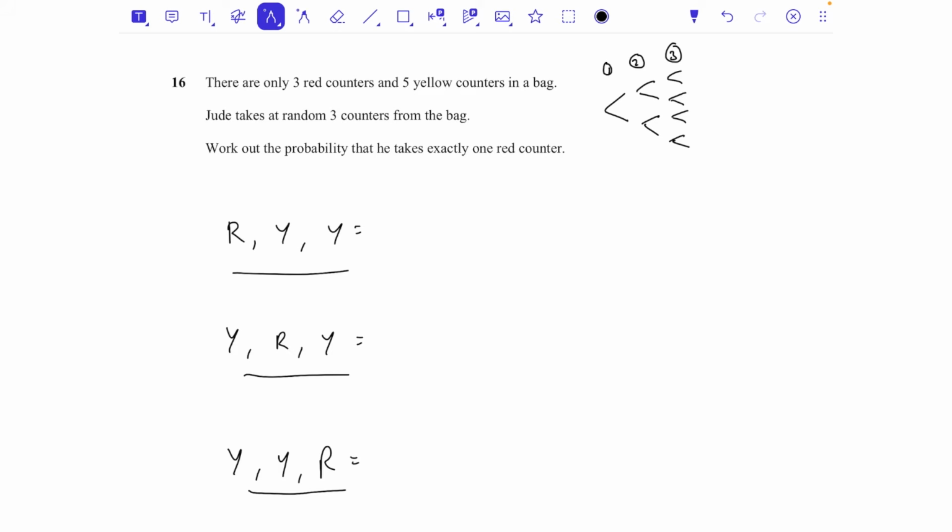So there are only 3 red counters and 5 yellow counters in the bag. So there's 8 counters altogether. And we are not putting them back in because Jude is taking at random 3 counters from the bag. So you can't take the same counter.